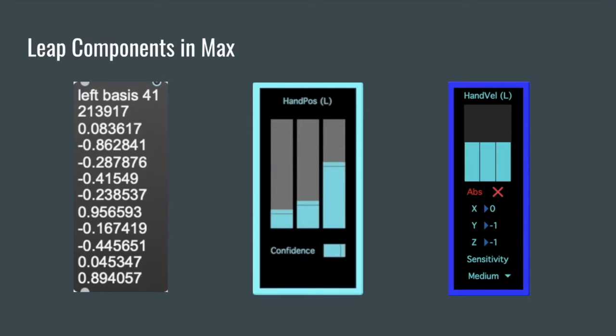Data from MRLeap comes out like this image on the left, so I created some objects that I call components to take this data and extract some meaning out of them. For instance, this one in the middle is for left hand position, where these three columns represent the X, Y, and Z axes. For the Leap controller, X is moving the hand left and right, Y is up and down, and Z is forward and backwards.